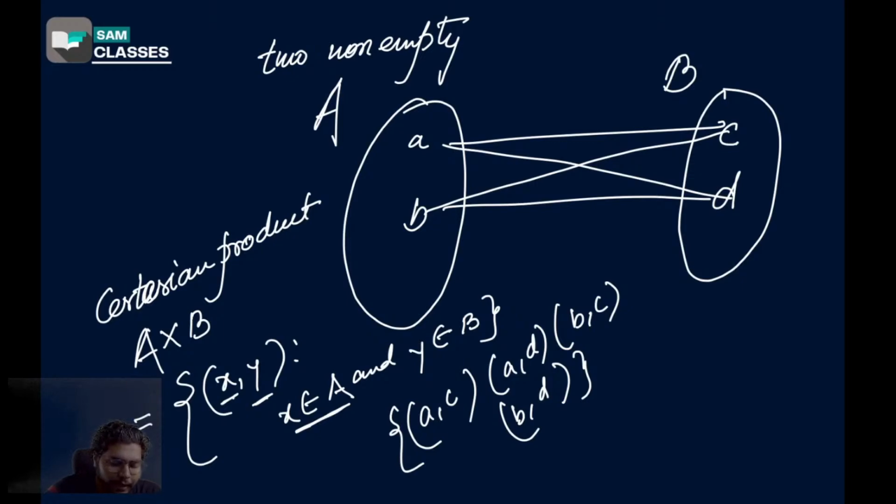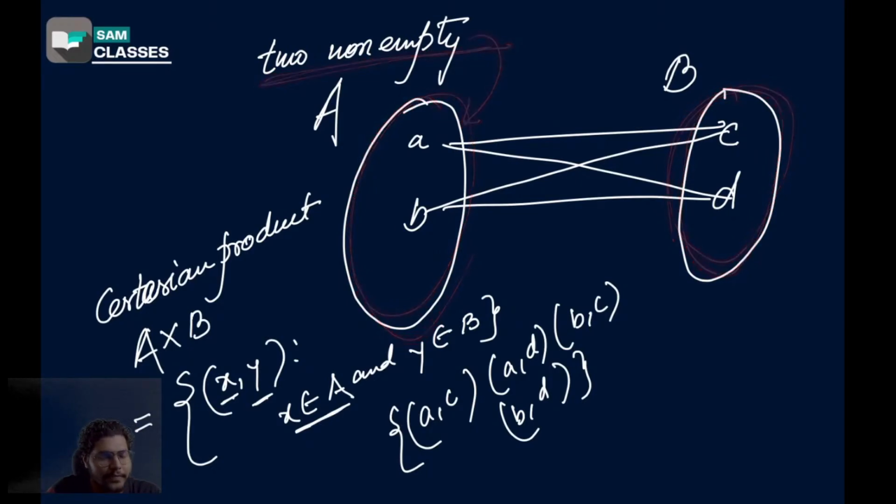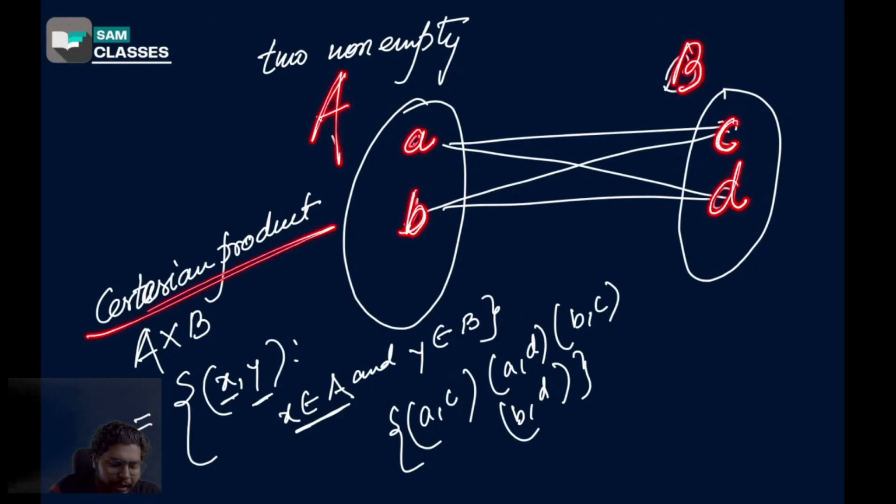Now what we have taken? We have taken 2 non-empty sets, A and B. Non-empty means something or the other is filled. Here the set A contains elements a and b, and set B contains elements c and d. What is the Cartesian product A cross B?